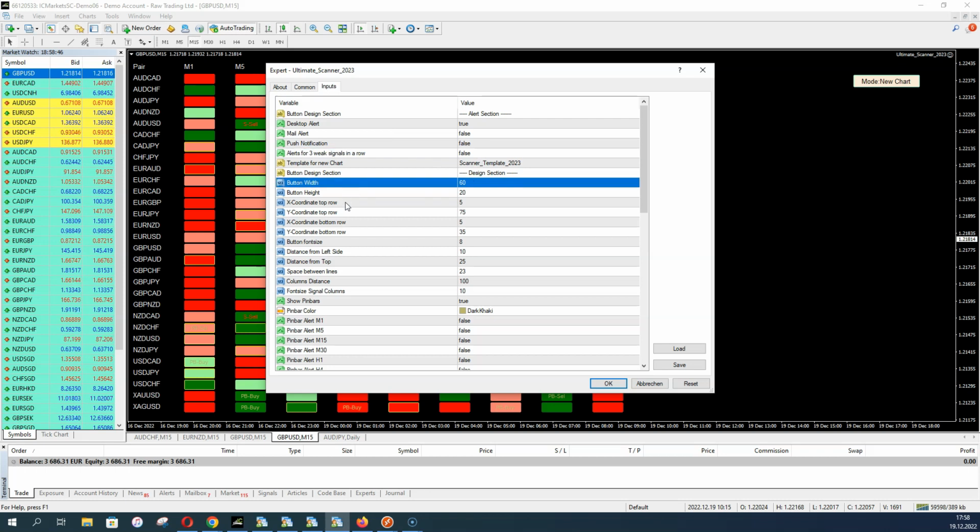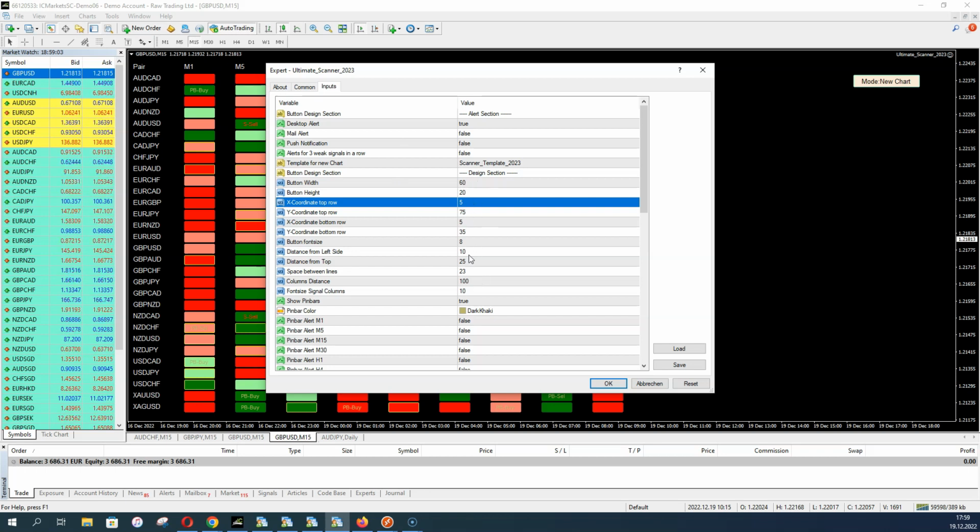Here you can change the appearance of the Ultimate Scanner. If you have a bigger screen, for example, you can change the behavior of the buttons. If you want bigger or smaller buttons, you can define the distance between the buttons and the columns.